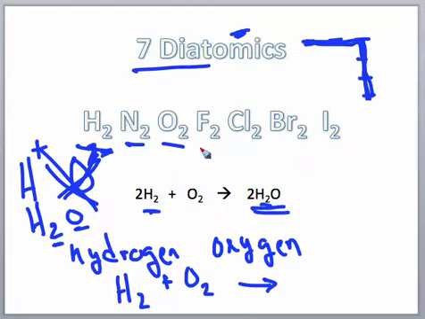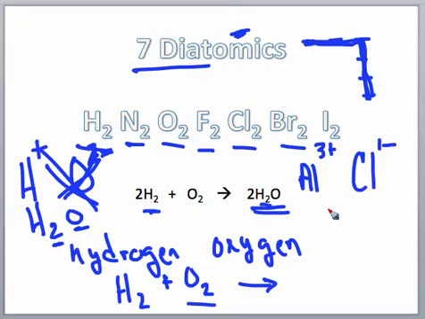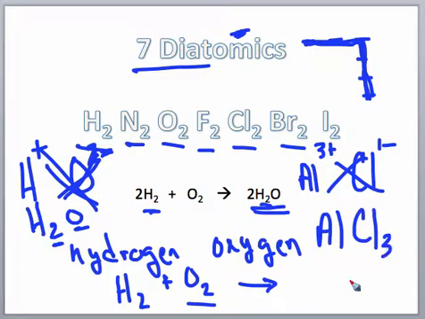So when one of the 7 diatomics is by itself, it gets a subscript of 2. When it's with a compound, it gets the subscript dictated by the compound. So for example, if we had aluminum chloride, aluminum is 3 plus, chlorine is 1 minus. When we crisscross, it would be AlCl3. Alright, so let's start talking about different types of reactions.